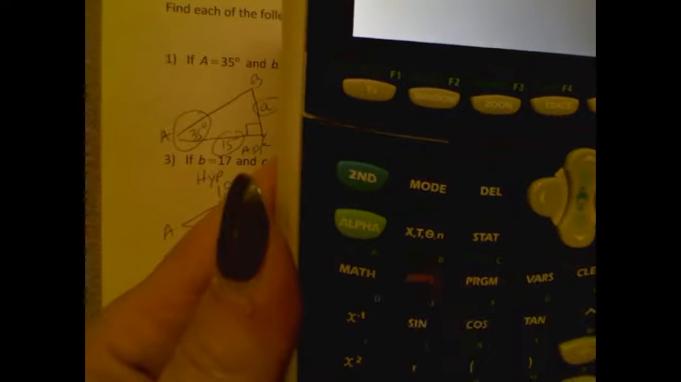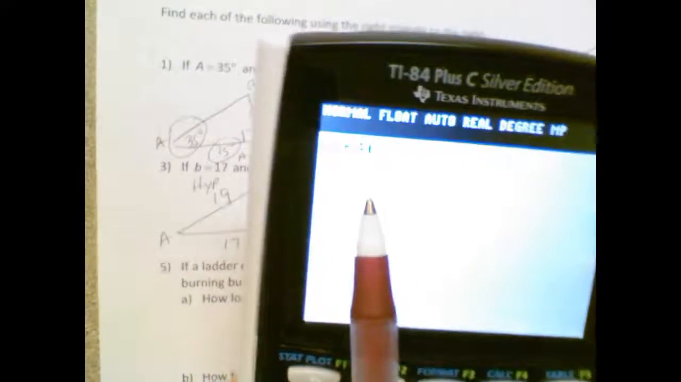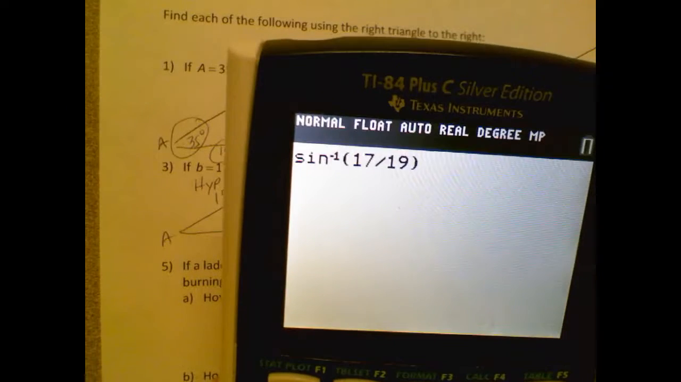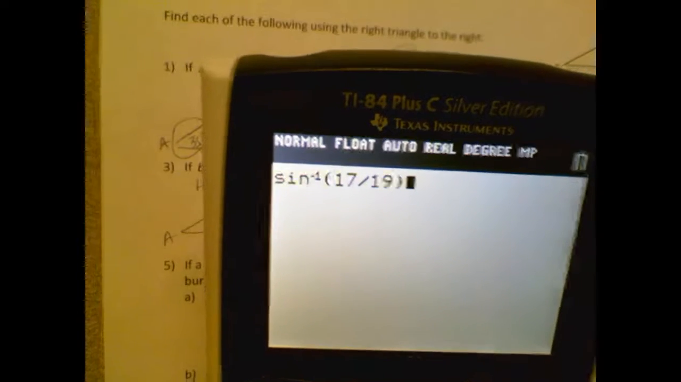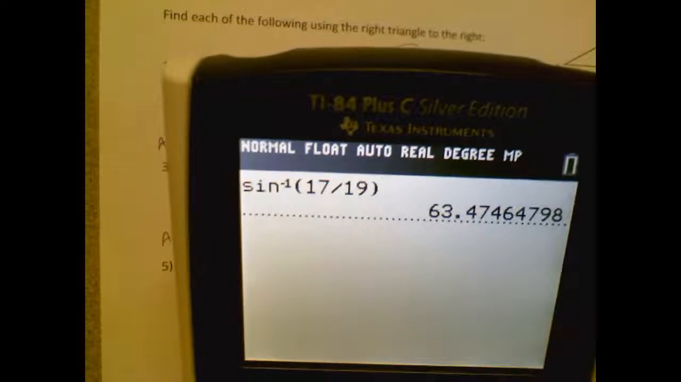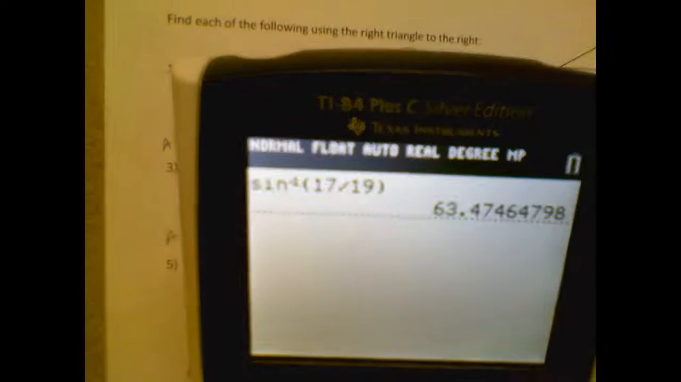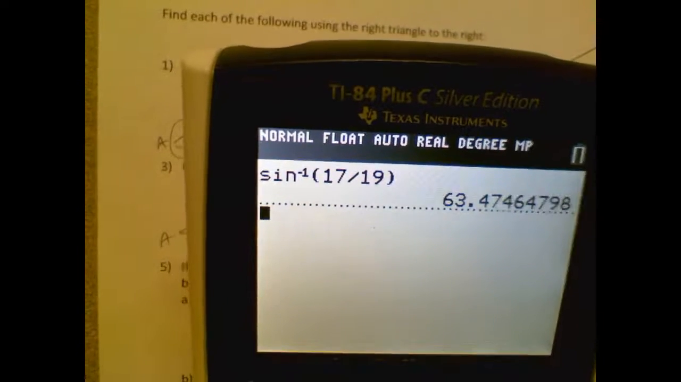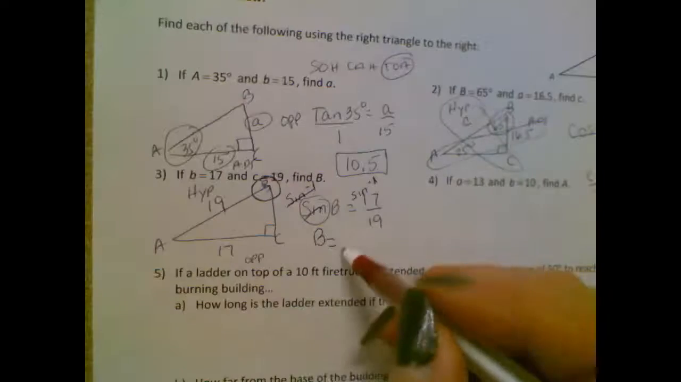So you have to press second. See this little second key right here? Can you guys see what I'm doing? Press second, then sine. So it looks like this on your calculator. It has a sine with a little -1. And then put 17 divided by 19. So arc sine of 17 over 19. This is going to be an angle. Answer: 63.5 degrees if you round.